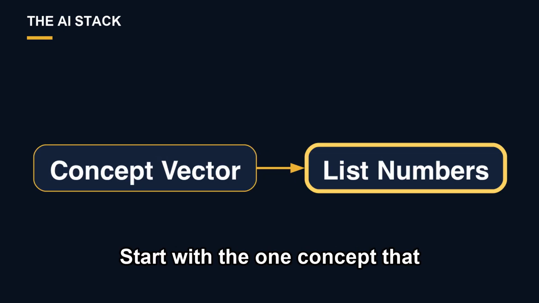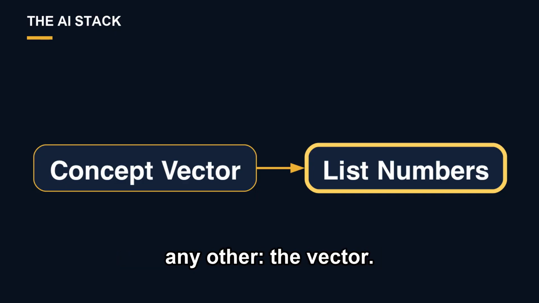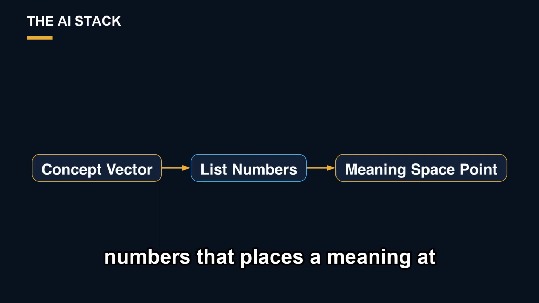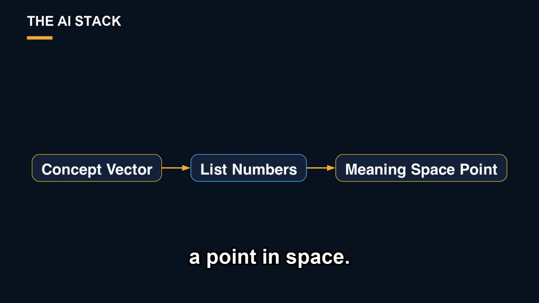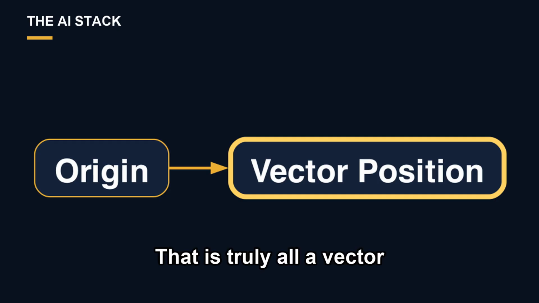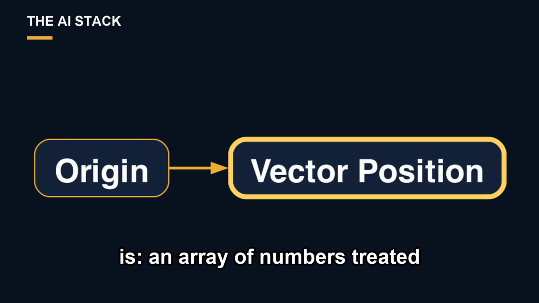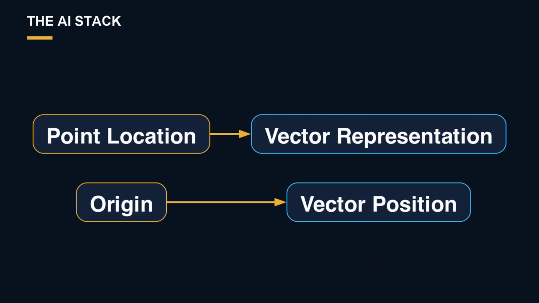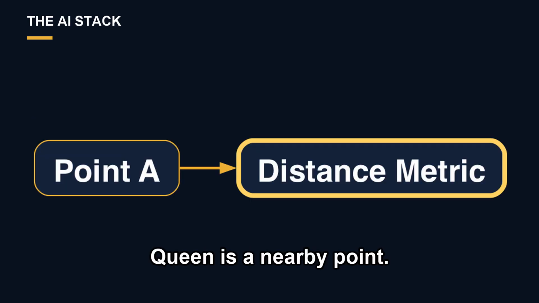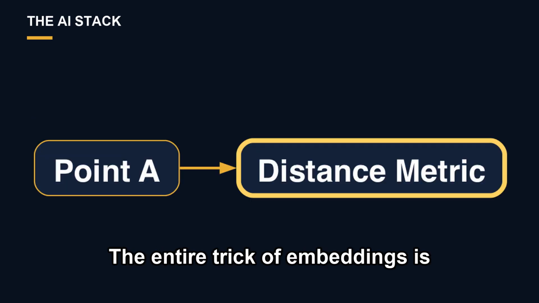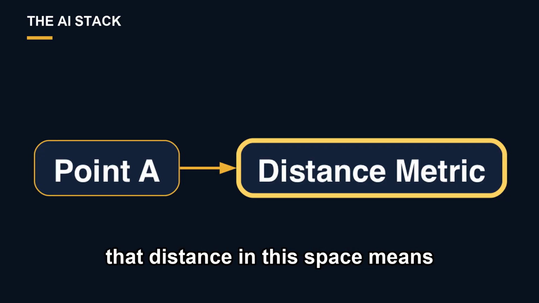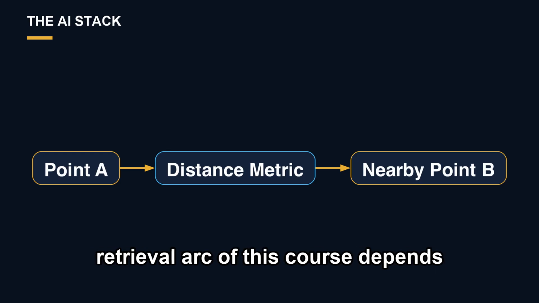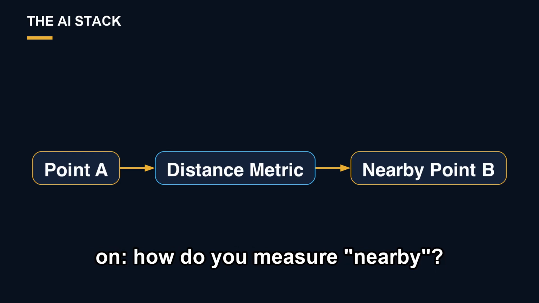Start with the one concept that carries more of modern AI than any other: the vector. You met it properly in the Embeddings episode, a list of numbers that places a meaning at a point in space. That is truly all a vector is, an array of numbers treated as a position, or as an arrow from the origin to that position. King is a point. Queen is a nearby point. The entire trick of embeddings is that distance in this space means difference in meaning, which raises the question the whole retrieval arc of this course depends on: how do you measure nearby?